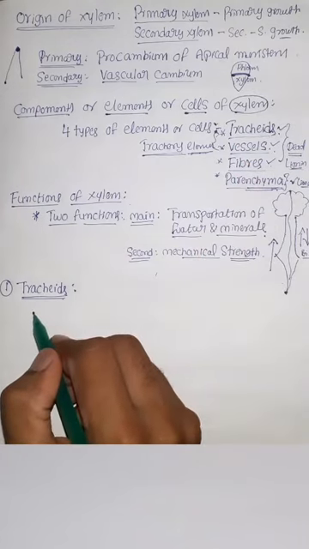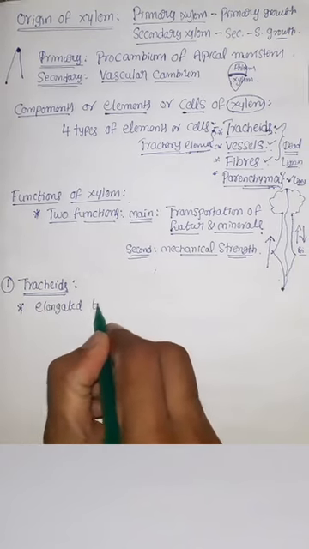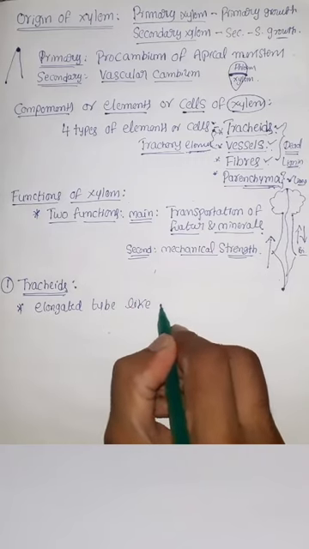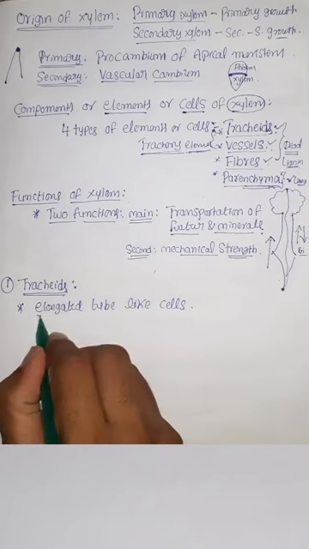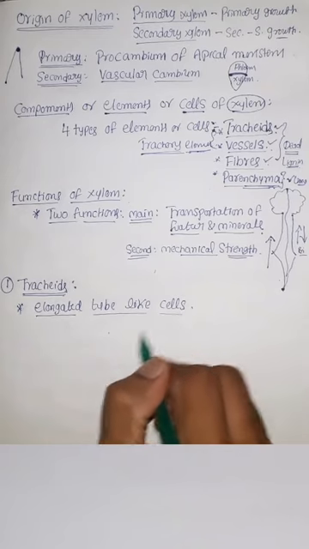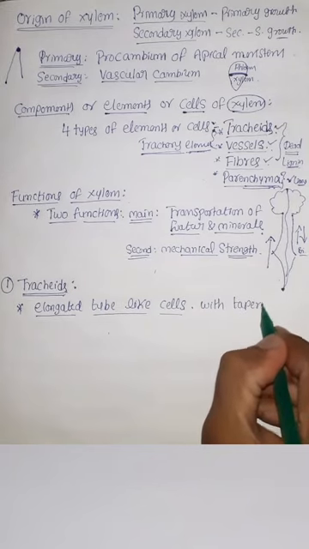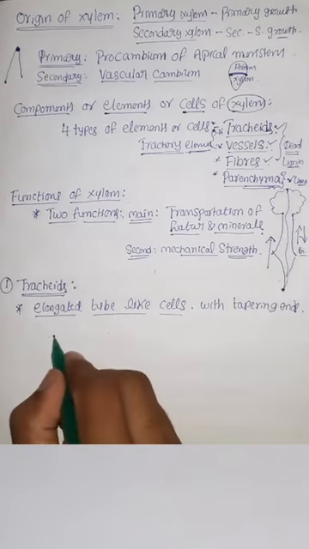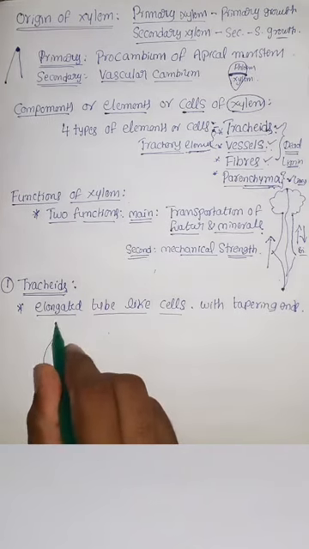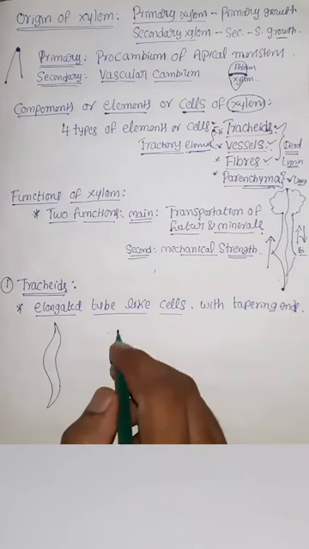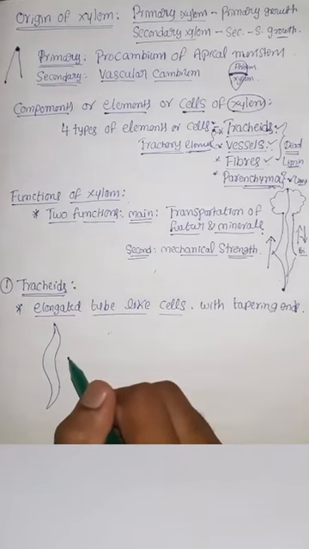Now we will discuss tracheids. Tracheids are elongated tube-like cells present in the xylem. These are elongated tube-like cells with tapering ends. Tapering ends means, I will draw one simple diagram. This is a tracheid cell.